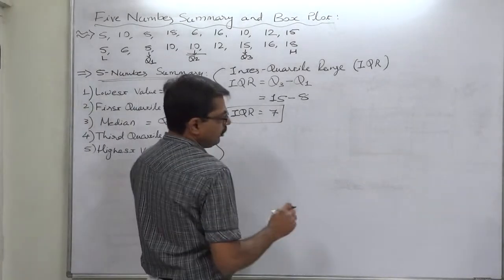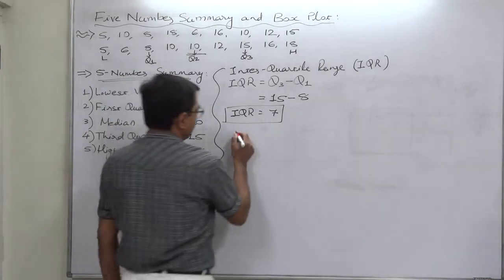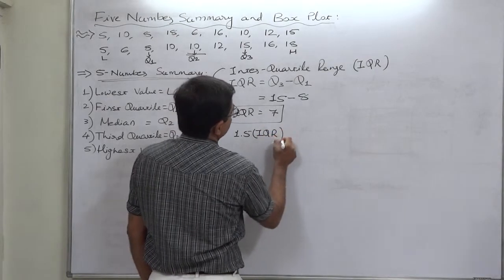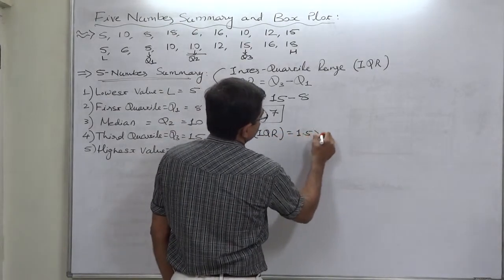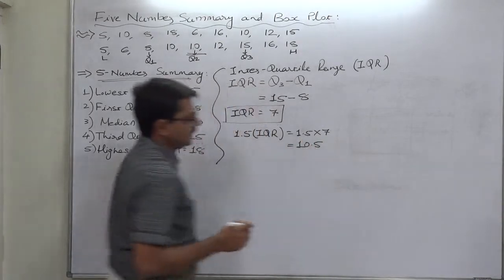Now to calculate the lower limit and upper limit, we would need 1.5 IQR. So let us calculate 1.5 IQR. That is 1.5 into 7, and it comes to 10.5.